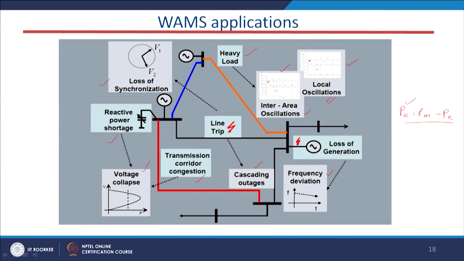Now, we have other factors: cascading outages, frequency deviations, and, as we have already discussed, loss of generation. These are the focus areas where this WAMS technology can be utilized, or in other words, properly justified, and we can exploit this technique for the better operation of our network or smart grid system.